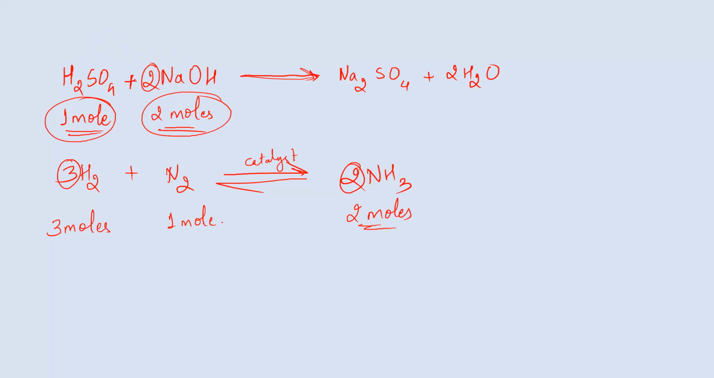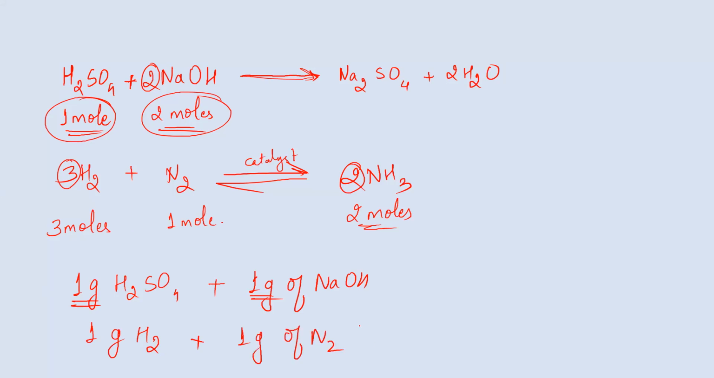So hence we need something more that will tell us the exact value of the reactants that are interacting and reacting and giving us a product. So how about expressing, say, in terms of grams? How about 1 gram of H2SO4 reacts with 1 gram of NaOH? This gram is now giving me a certain value. So how about 1 gram of hydrogen reacting with 1 gram of nitrogen? When I get these kinds of fixed values, then I omit the confusion.